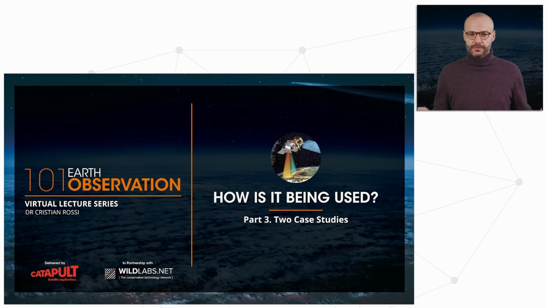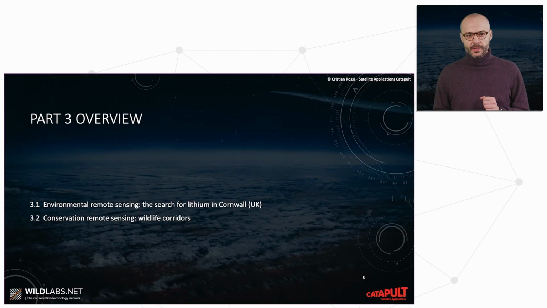The third part of our series is about how remote sensing is being used. We will see specifically two case studies. We will see an environmental remote sensing case study about the search for lithium in the UK, in a region called Cornwall, and a conservation remote sensing study about wildlife corridors.